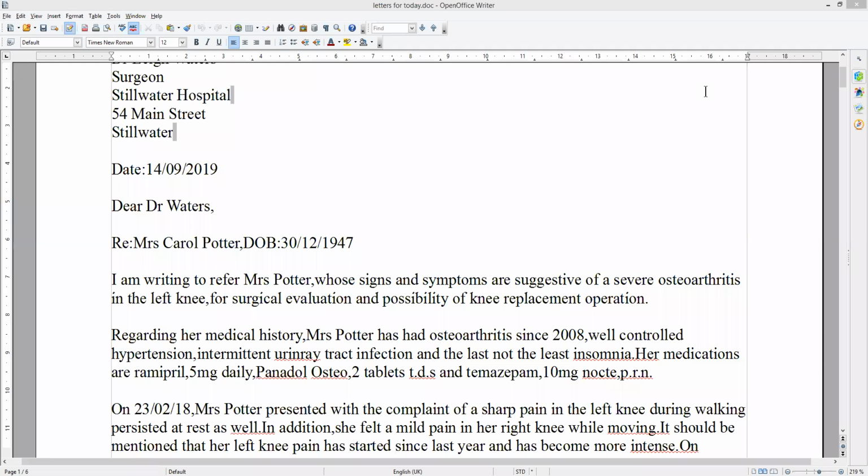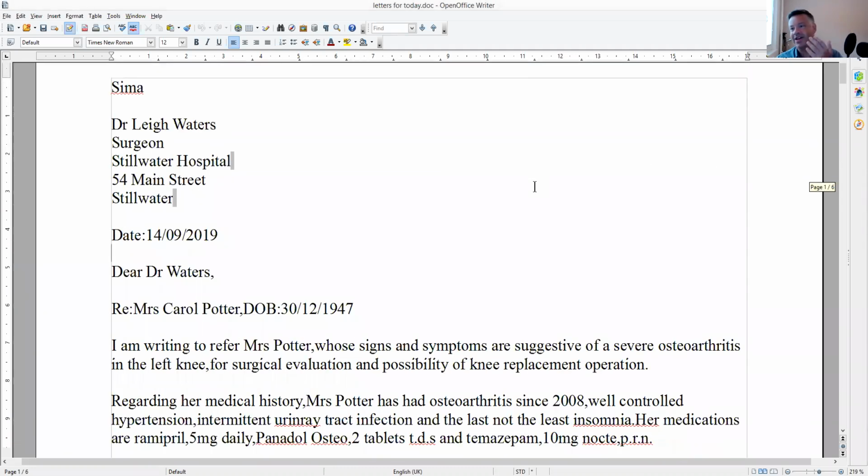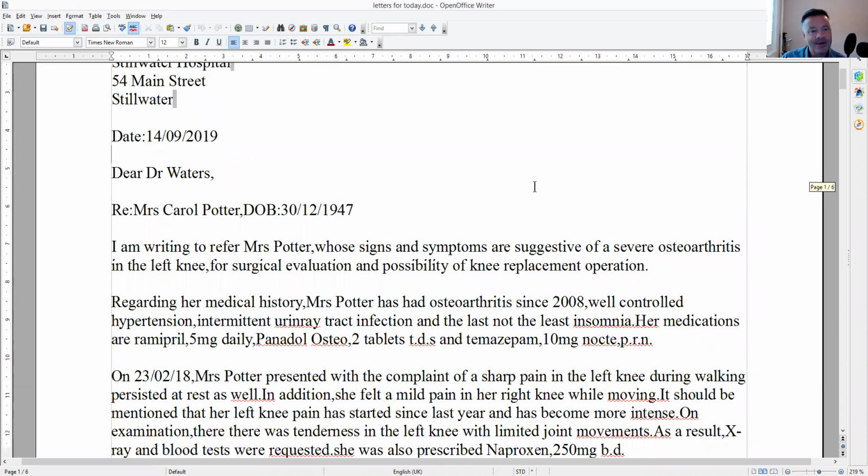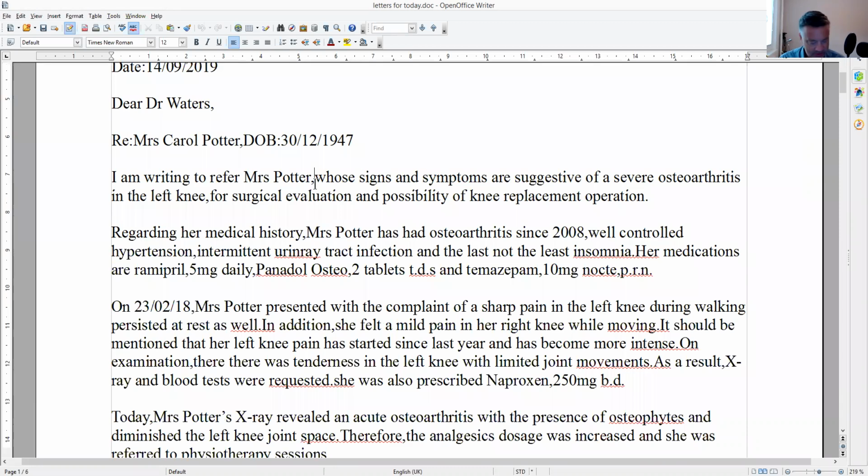I'll get straight on. Let me do a screen share. Let's have a look at these letters then. Letters for today. Now I've got 6 letters. Let me have a look at these. I don't need those. Okay. So your letters first. I'm writing to refer Mrs. Potter, whose signs and symptoms are suggestive of severe osteoarthritis. Right. Now, I would take that article out. We don't actually need that.